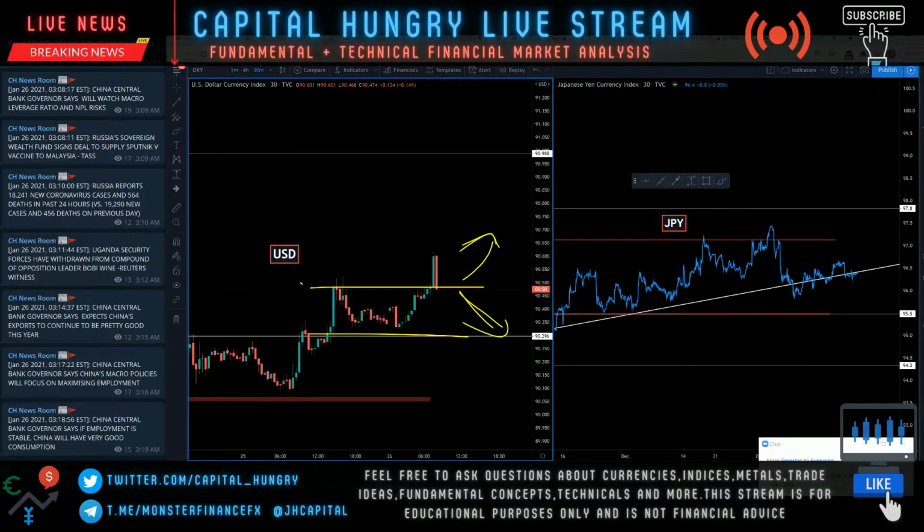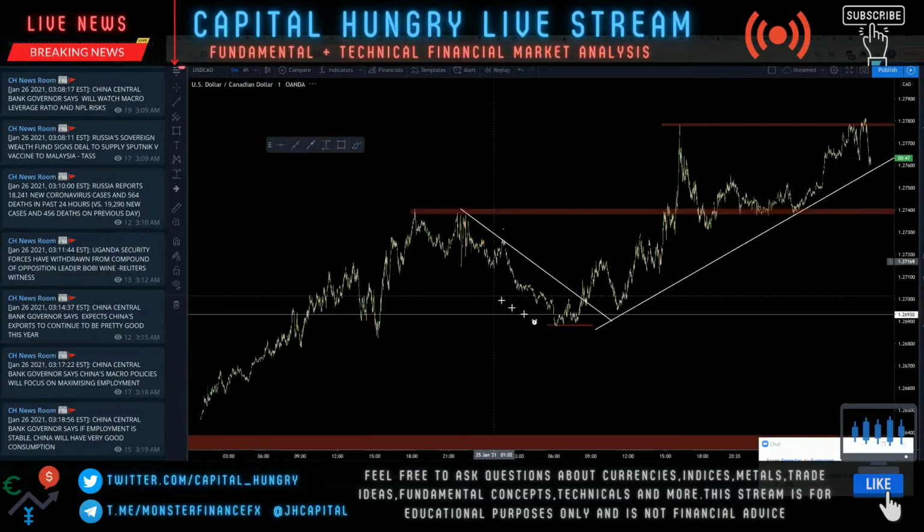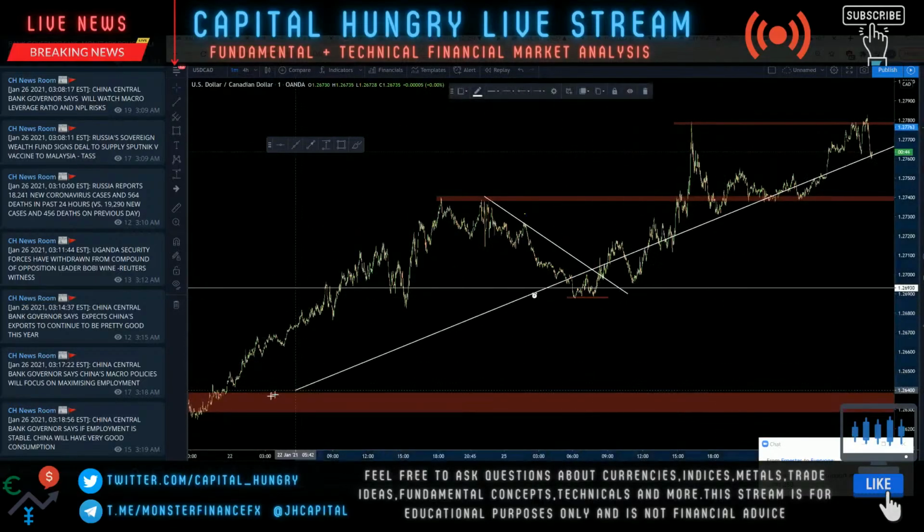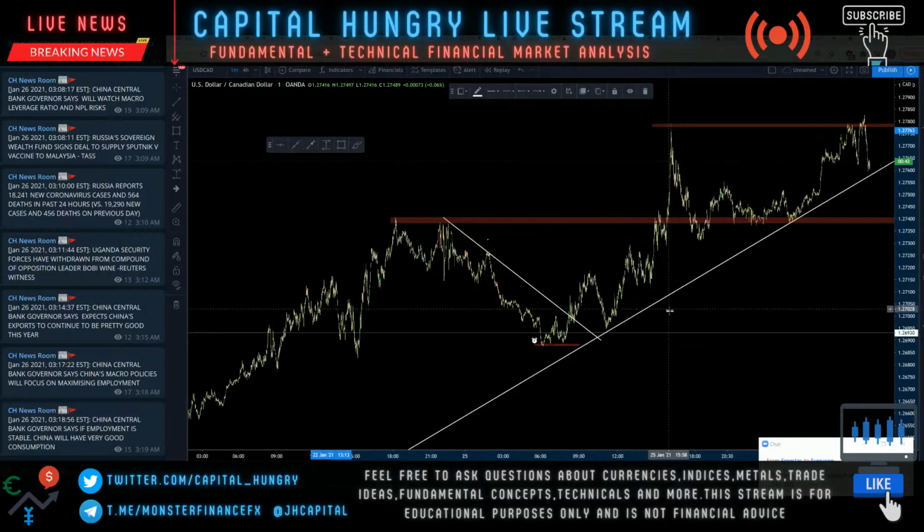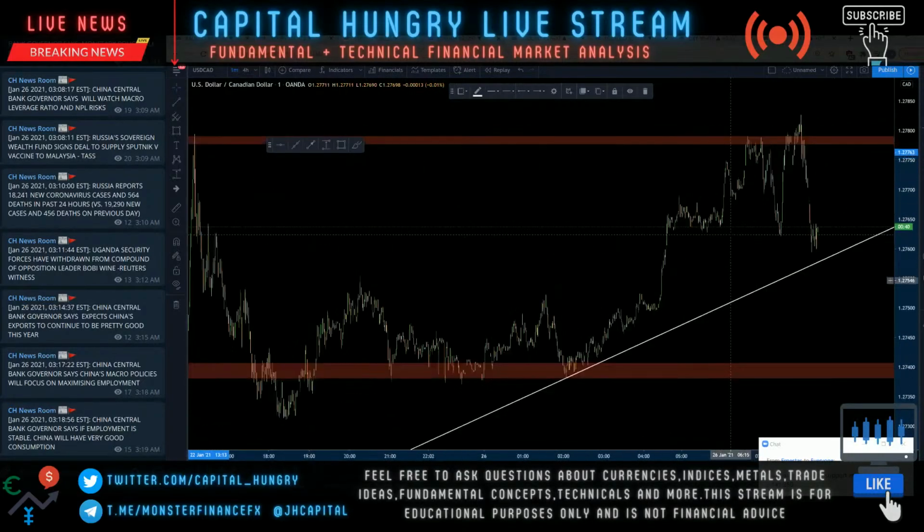USD CAD is still holding this lower time frame bullish market structure. Like, don't forget, right? So if it does a deeper pullback, don't worry about that.